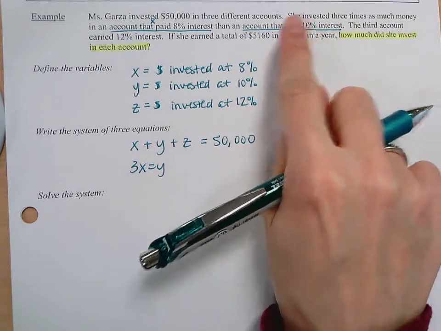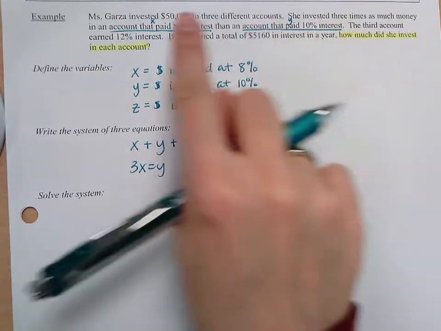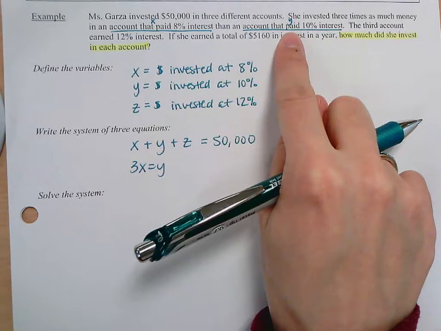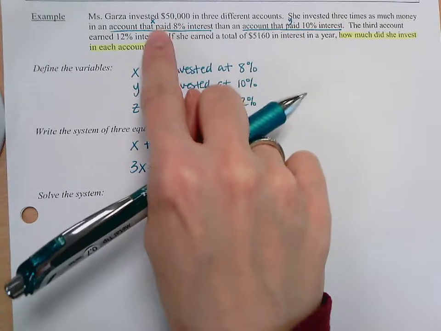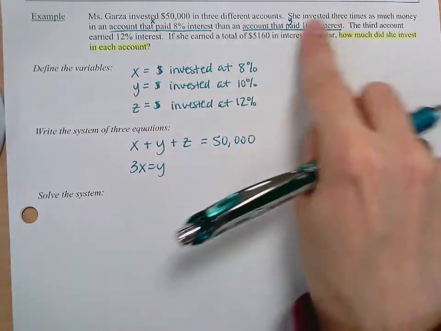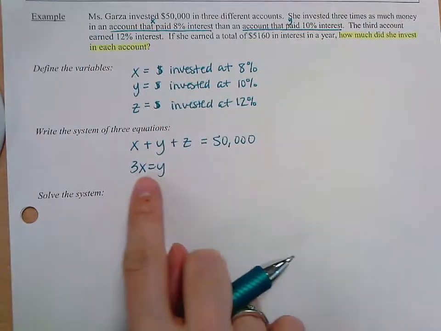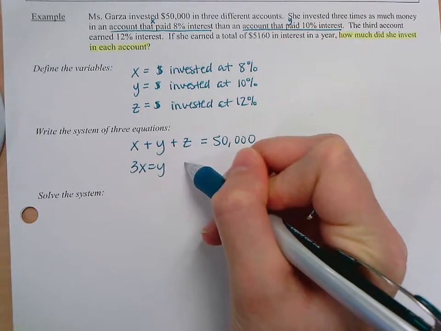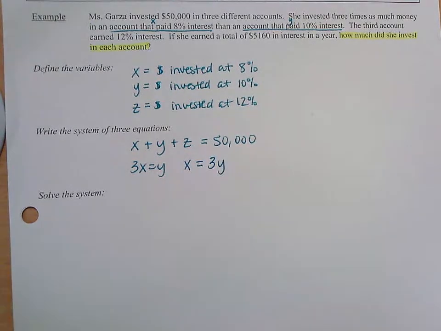Because this type of statement is tricky. If she invested 3 times as much money in account X than she did in account Y, which account, X or Y, has more money invested in it? X should have more in it. So the way it's phrased, because it says 3 times as much money in X, makes you want to think 3X. But really, this should be flipped around. It would be the account X should be 3 times as much as account Y.